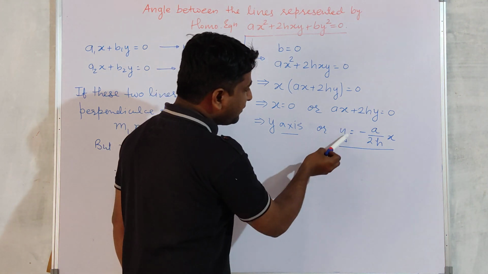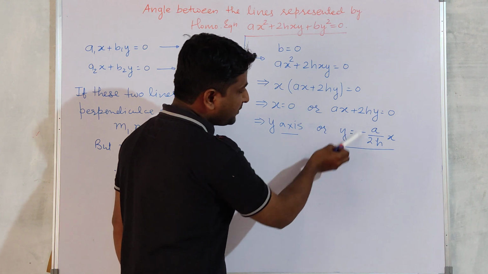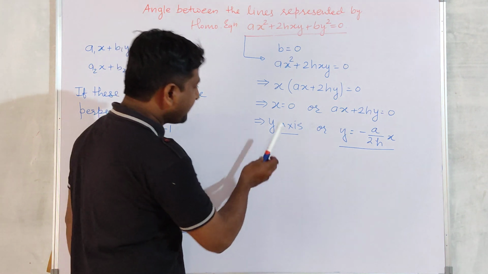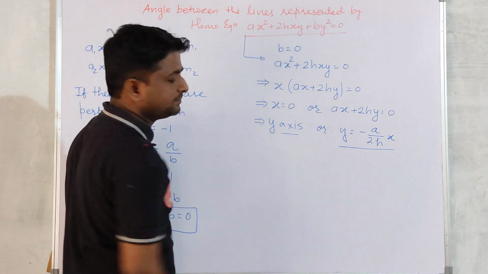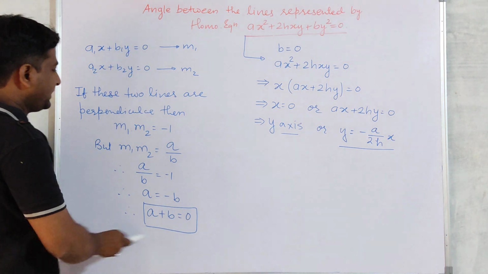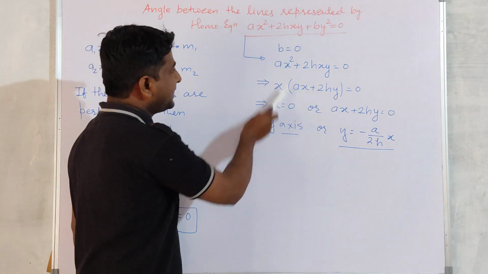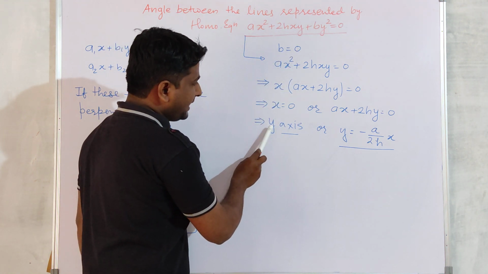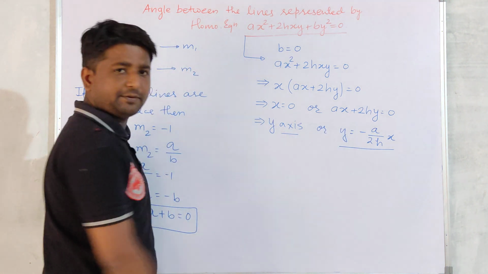Okay, now we'll represent it in the form of y is equal to mx plus c. There is no constant, so y is equal to mx. This minus a upon twice h is nothing but its slope. Okay, so we have the y axis and we have one more line, so we can find out the angle between them. This is one more case where b is equal to 0, and one line is the y-axis and the second line has slope minus a by 2h. So we can find out the angle between them.